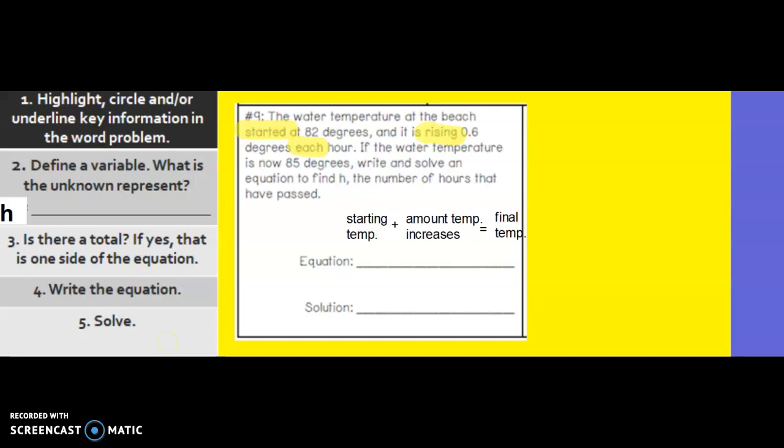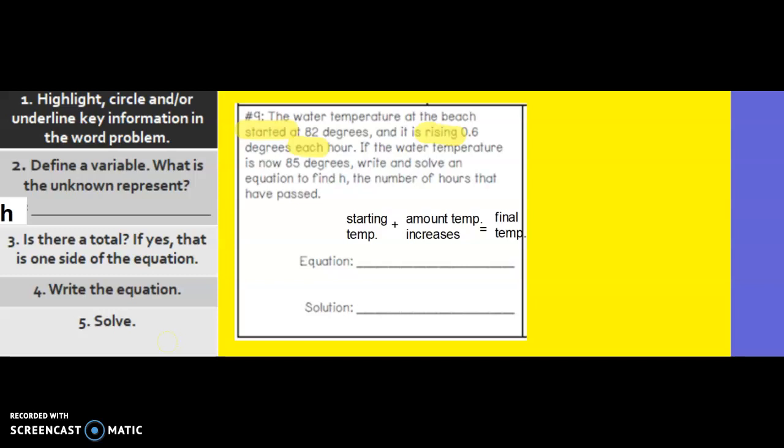that have passed. So when you read a word problem, an important tool that you could use is to either highlight, circle, or underline some important information. So I've highlighted a few key words here that you should have. Started tells you have a beginning point of 82 degrees. The word rising means it's going up. You're going to be adding something, and you're going to be adding something for every single hour, which is what the word each implies.